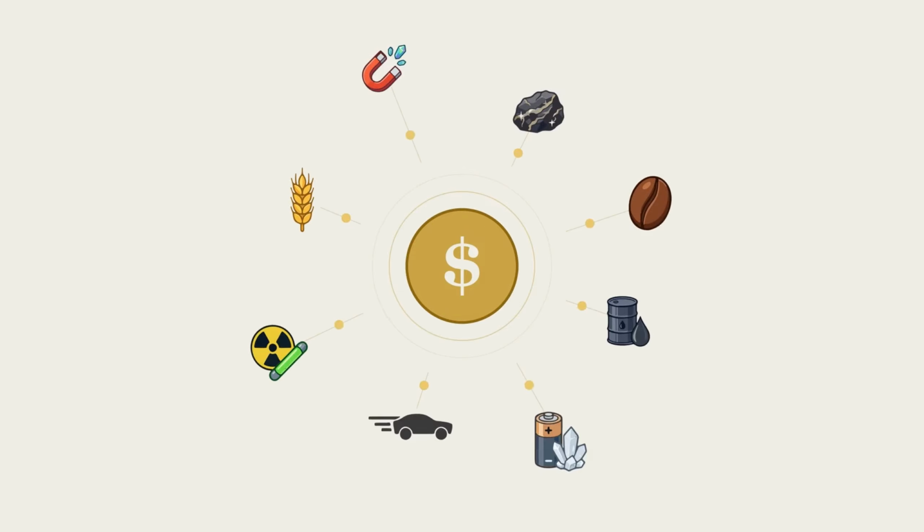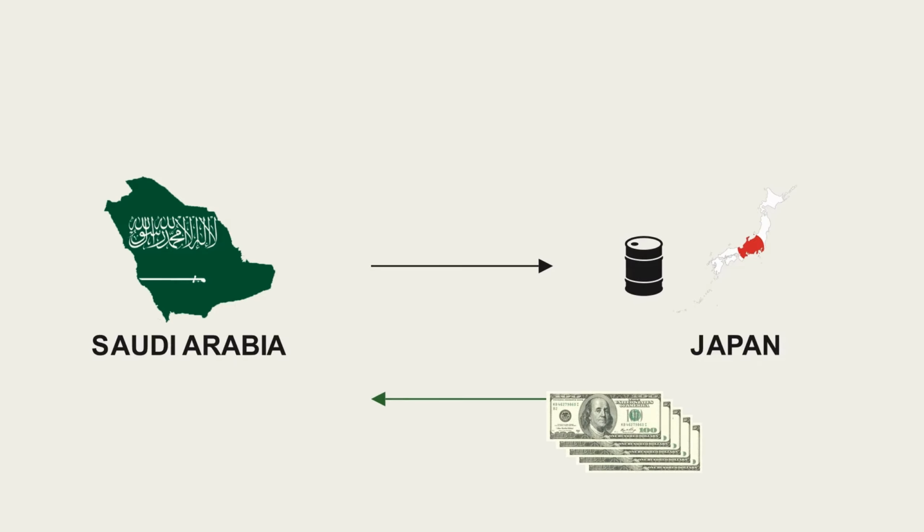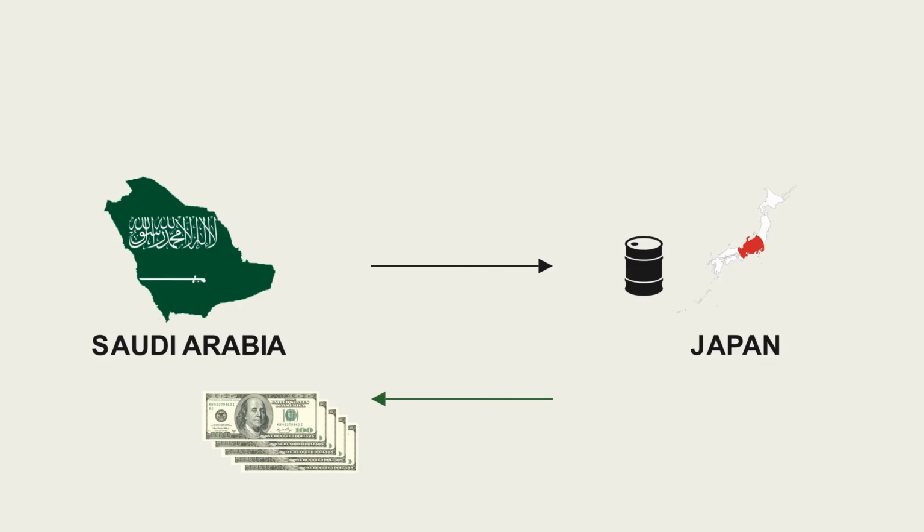Most of the global trade today runs on the US dollar. If Japan wants to buy oil from Saudi Arabia, both countries settle the trade in dollars, even though neither of them is American. But why does the rest of the world use the dollar to buy and sell goods? And what exactly did the US do to make global trade run through its currency?